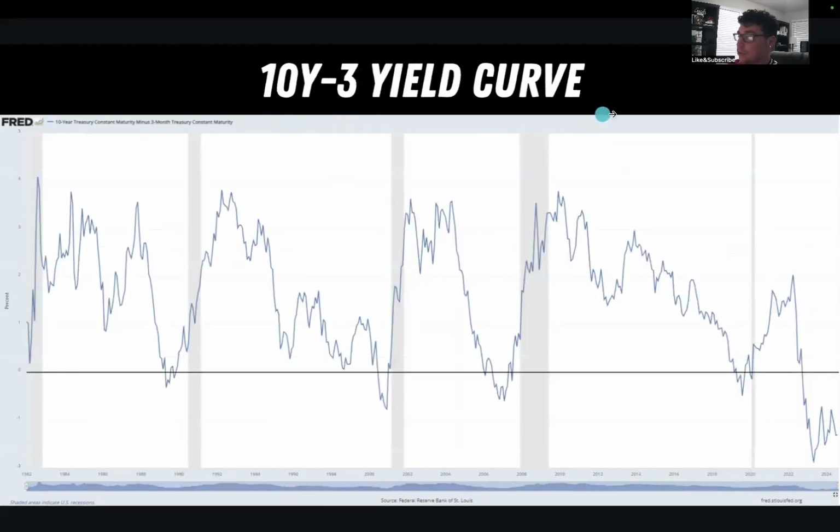You've got the 10-year 3-month yield curve. All right. This is another yield curve that a lot of people look at. And again, you see very similar results, right? Inverted, no longer inverted, shortly after recession. Inverted, shortly after not inverted anymore, recession. Inverted, shortly after it's not inverted, again, a recession.